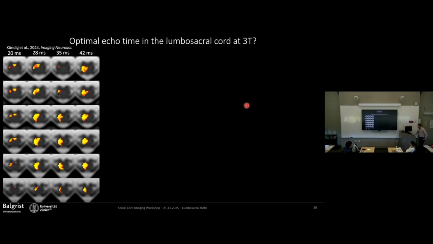Another interesting observation is this large unspecific activation we observed at 20 milliseconds, but also at 28 milliseconds. This is in the anterior medial part of the spinal cord. You can see it here. And at 20 milliseconds, this was even stronger than the specific activation in the ipsilateral ventral part of the gray matter, where we actually expect a neuronal activation. But at the highest echo times, this activation actually disappeared.